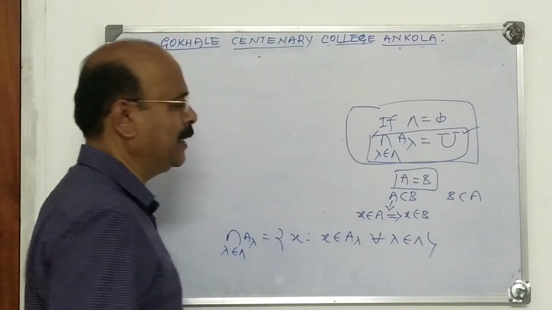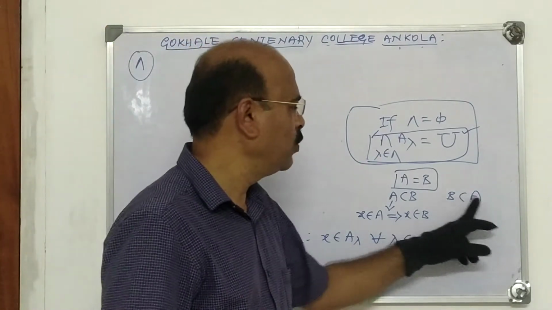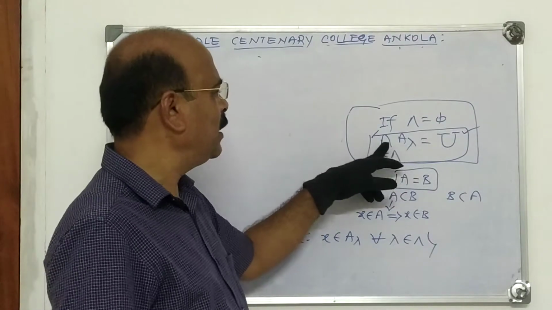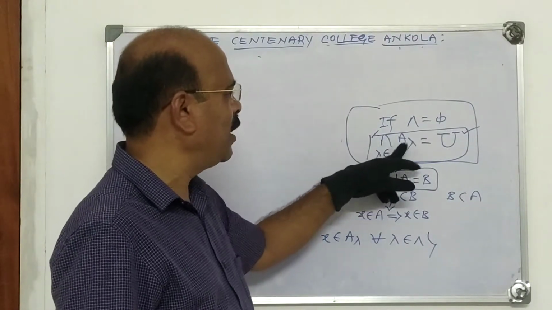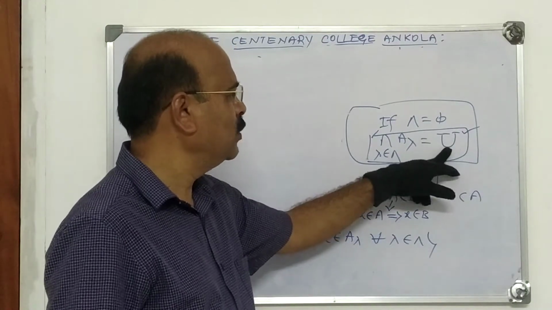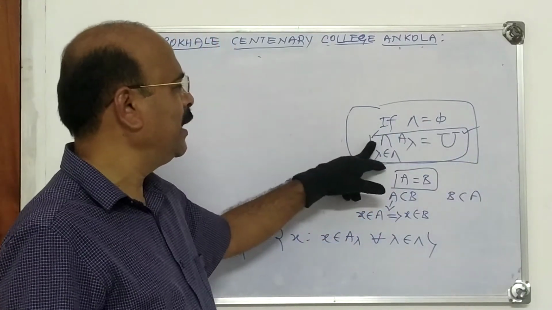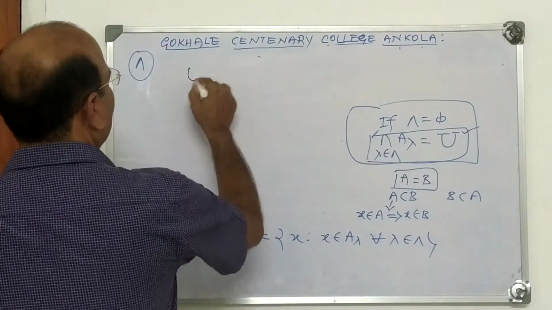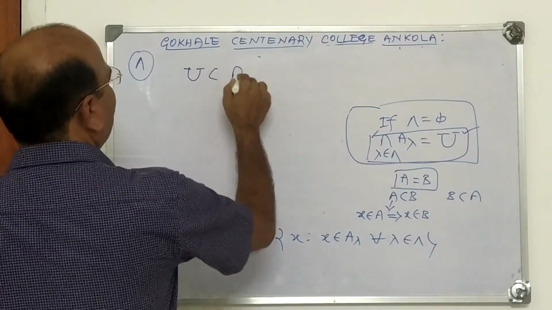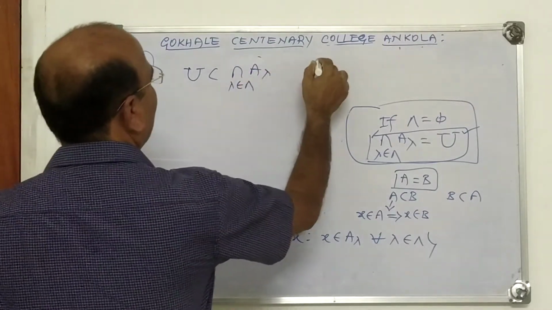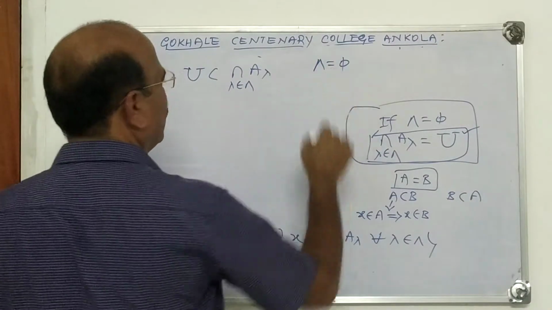Then A is contained in B. Similarly, we have to prove that B is contained in A. Now, first we prove that the intersection of A lambda, lambda belongs to capital lambda, is contained in U, and U is contained in the intersection of A lambda. First we prove that U is contained in the intersection of A lambda, lambda belongs to lambda, where lambda is empty (phi) here.